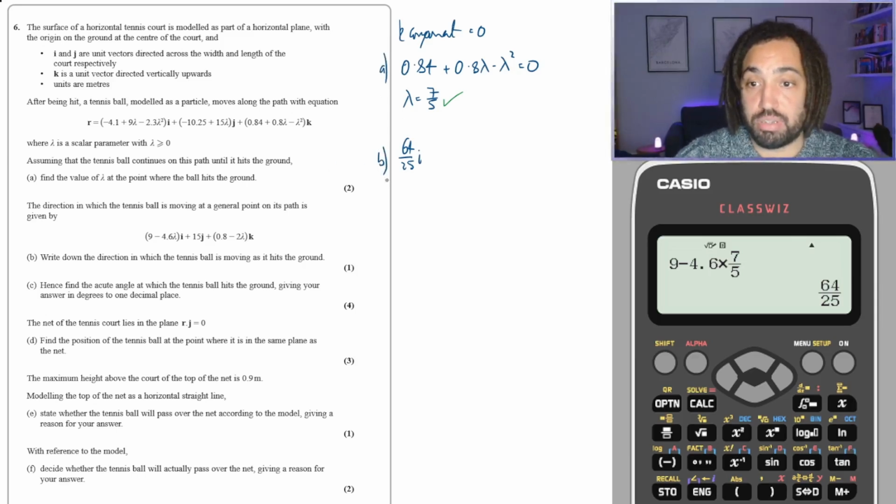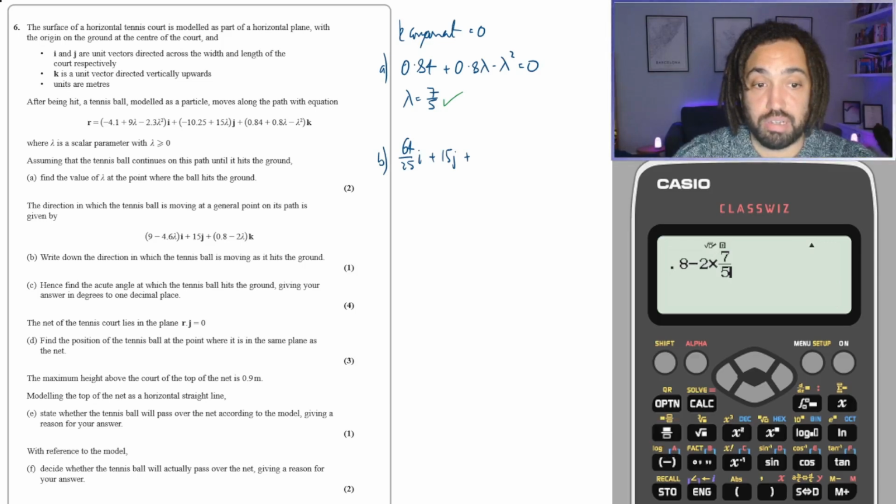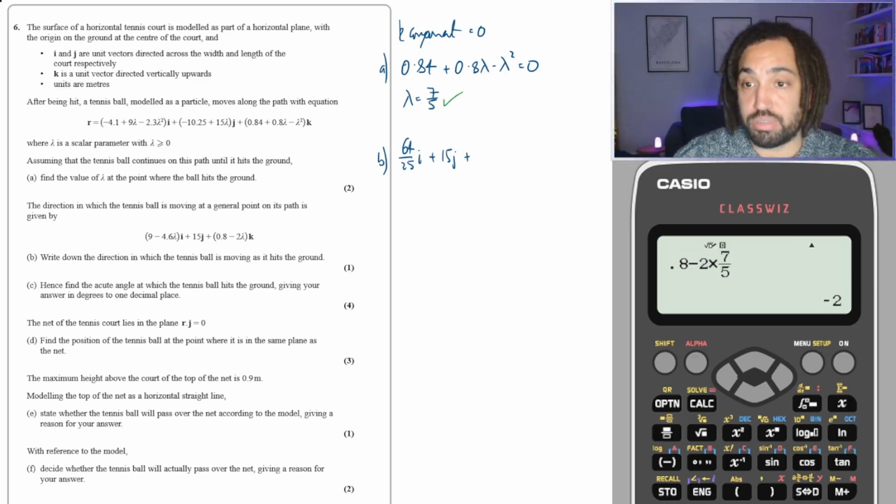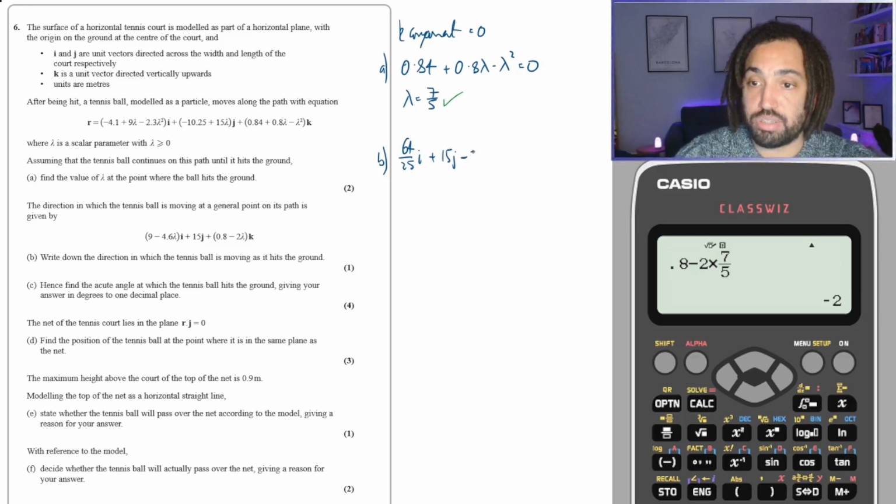And the j component is 15, because that's not dependent on lambda. And the next one is 0.8 minus 2 times 7/5. That's minus 2. So, oh, why is my scribble not working? Okay, so that's minus 2k.